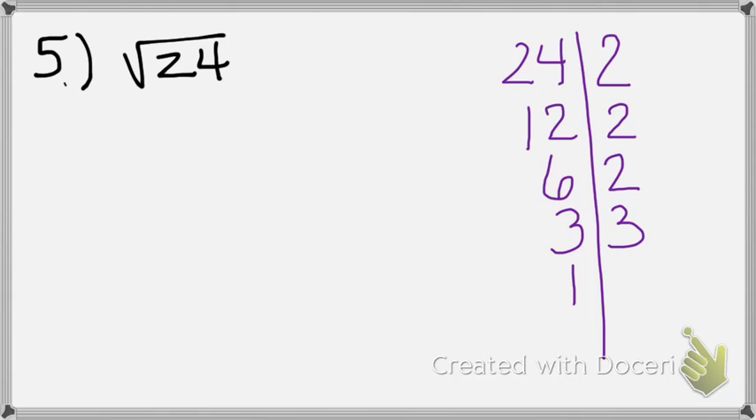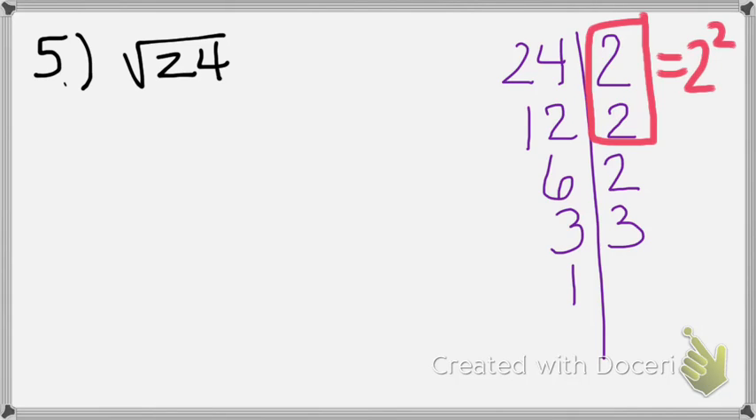All right. Now you do 2 to the third. Now hold up. I don't disagree with you. 2 to the third times 3 is 24. But this is a perfect square. So I don't want a group of 3. I want a group of 2. This is 2 to the second.